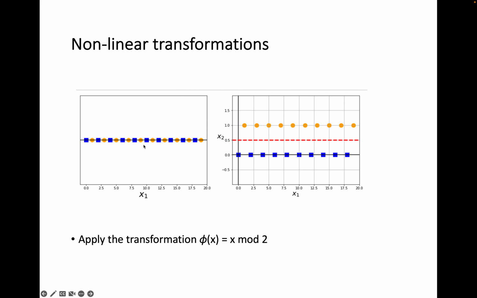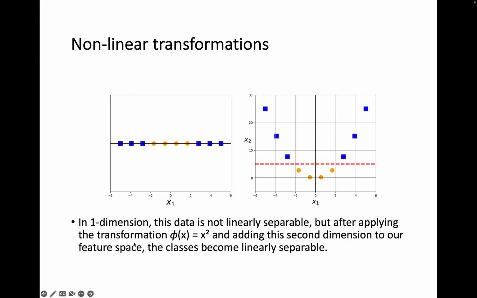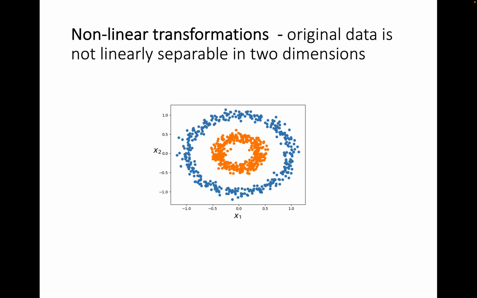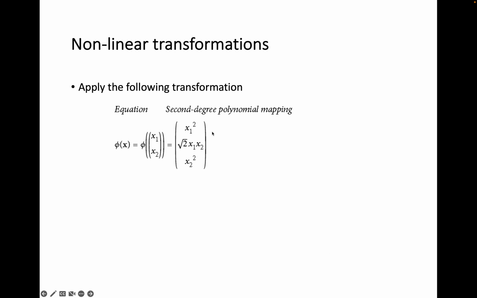This is another example. Here x square was applied, here x mod 2, some sort of transformation is being applied to divide them. Now non-linear transformations, original data is not linearly separable in two dimensions. We have seen this. They will introduce a third dimension, x3, that is z, and then they'll introduce a hyperplane, which when converted back to 2D will be a circle around this.